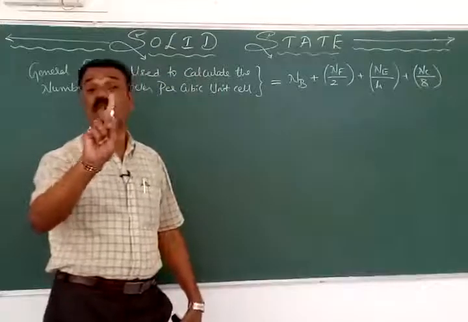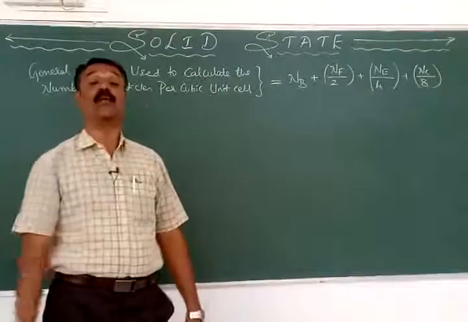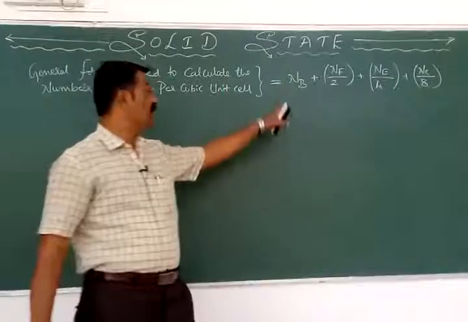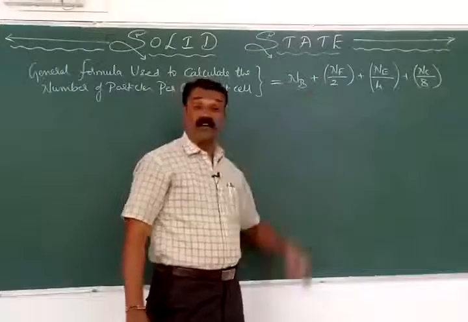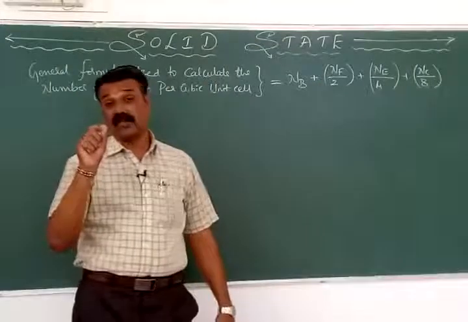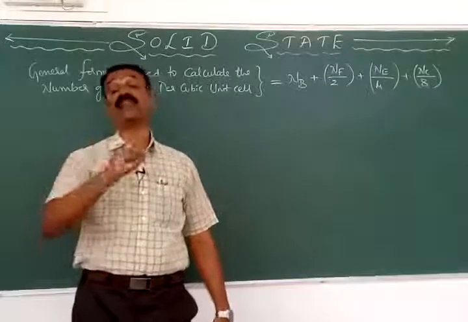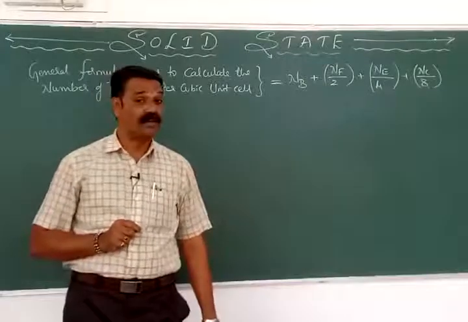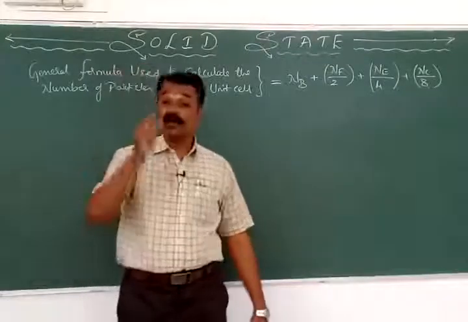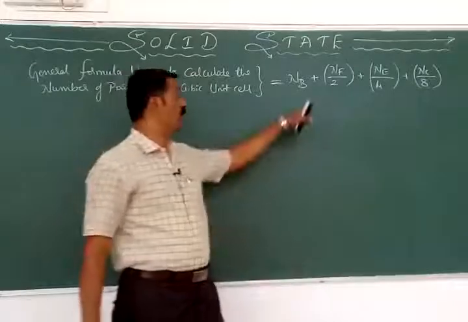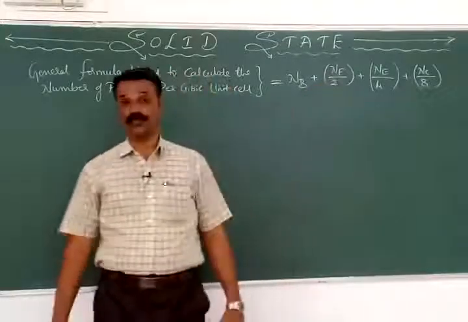Okay. So why is it just NB? Because the contribution of the body centered particle is just 1. Therefore it is NB divided by 1, hence it is NB. NF means the number of face centered particles. What is the contribution for each face centered particle that I mentioned previously? It is 1 by 2. Therefore it is 1 by 2 into NF, that is NF by 2.